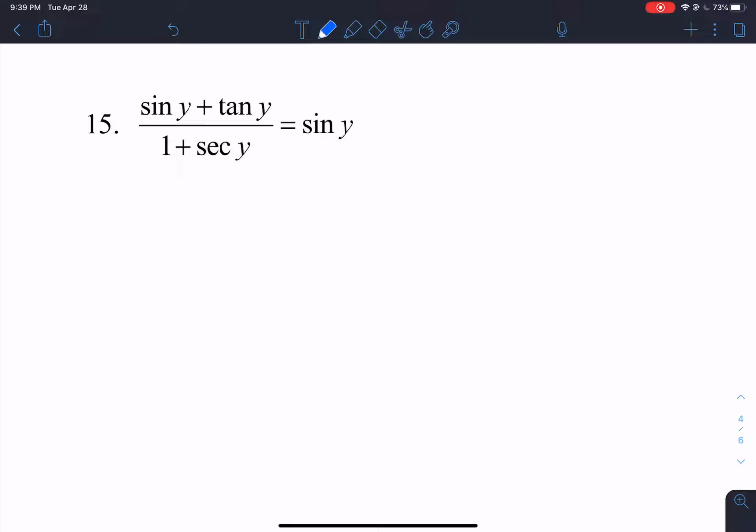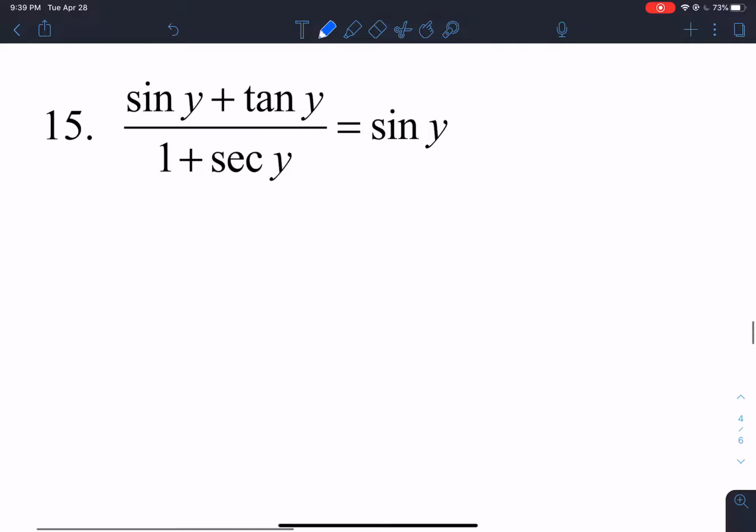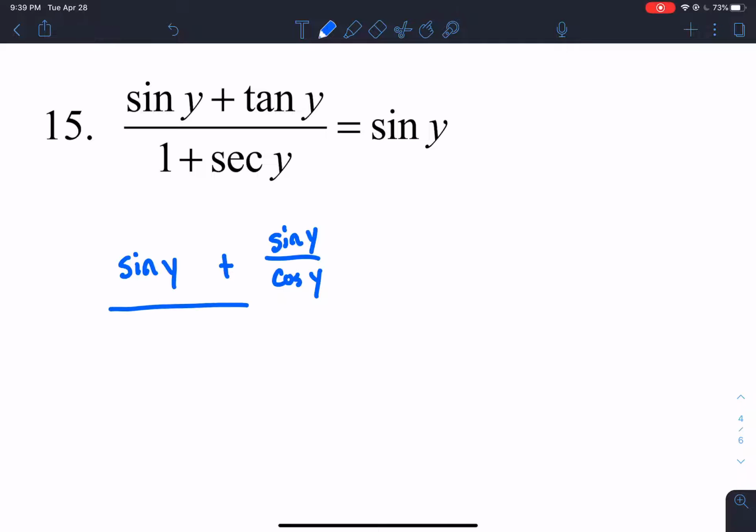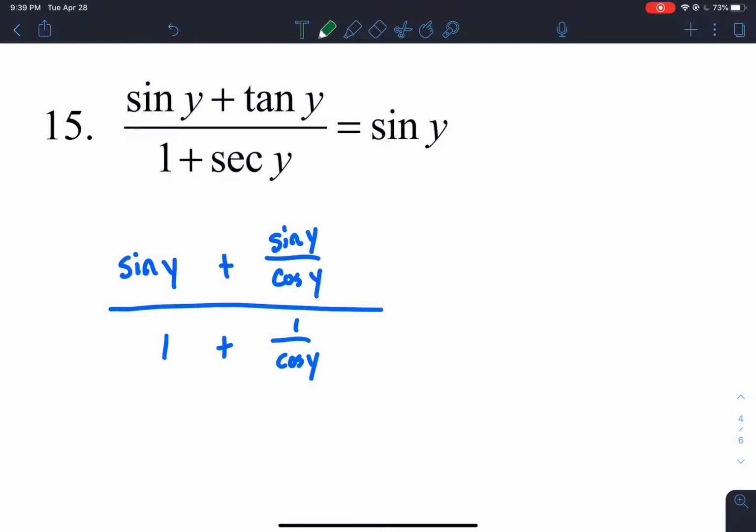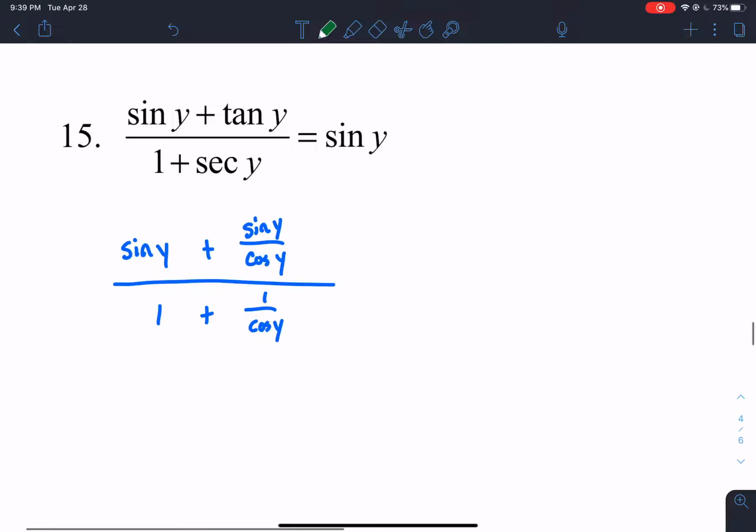Okay, so for 15, I'm going to put everything in sine and cosine. I'm sure you guys see a pattern at this point. The reason that you do that is because so many functions go back to sine and cosine. So it's typically helpful to do that.